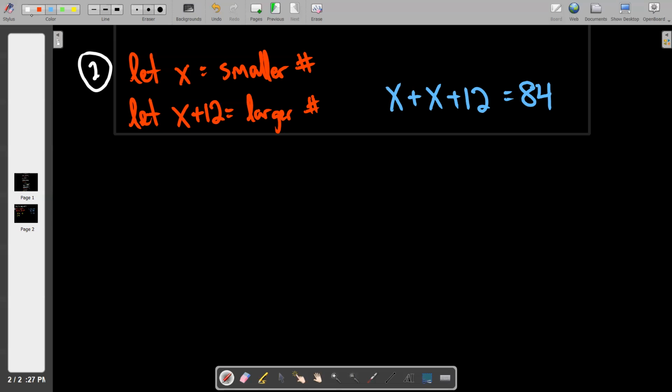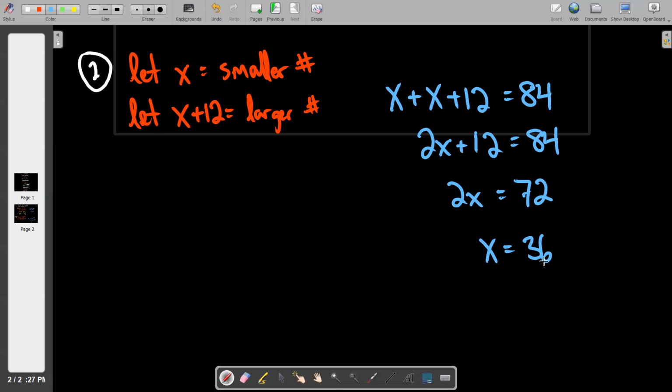So how many x's here do we get? 2x. What's the next step? Giving us 2x equals 72. The last step? x equals 36.